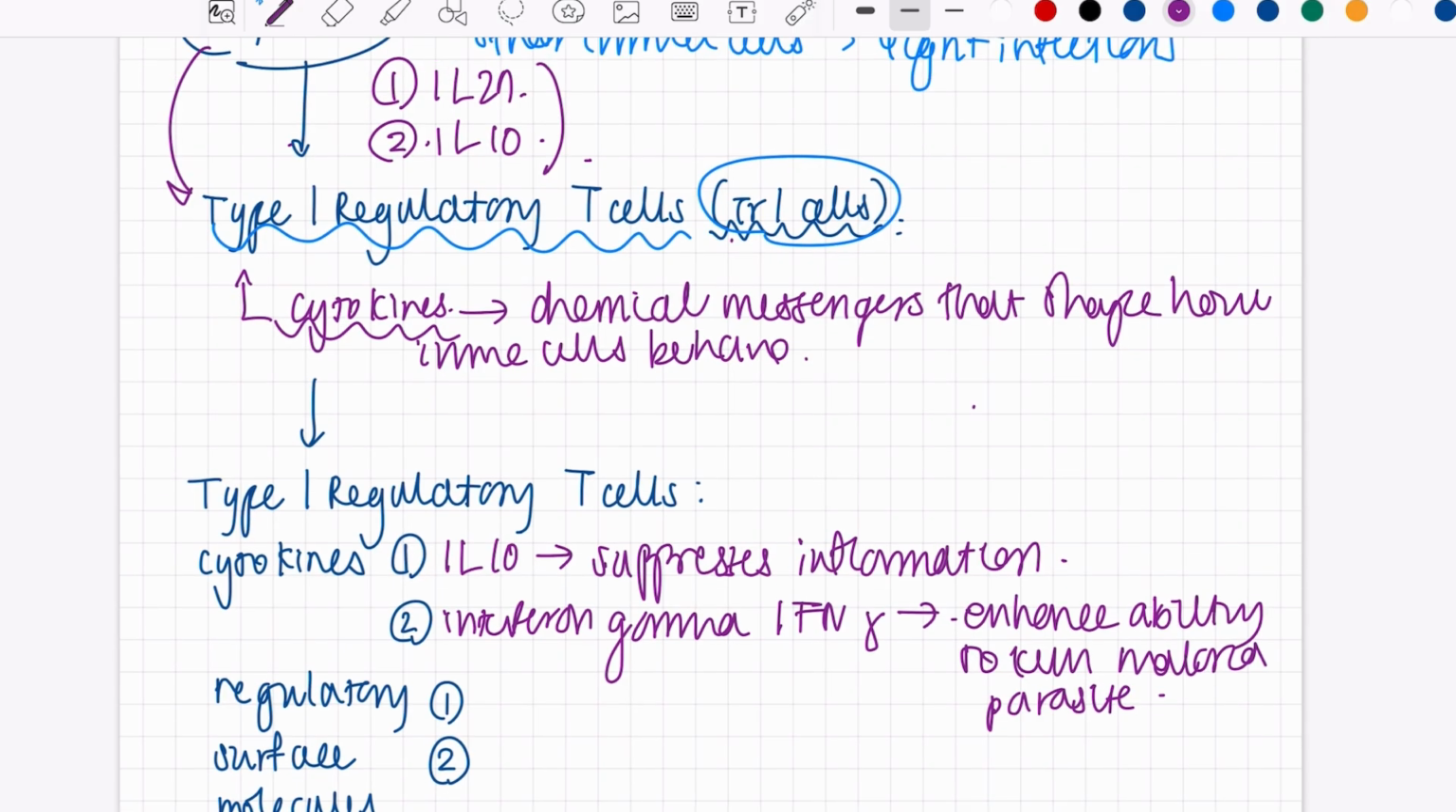Now, at the same time, these type 1 regulatory T cells also display regulatory surface molecules such as LAG3 and CTLA4, which help these regulatory T cells to modulate other immune cells and maintain a balance within the immune response.